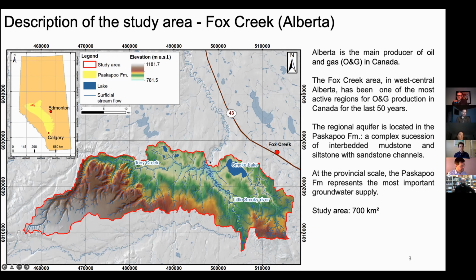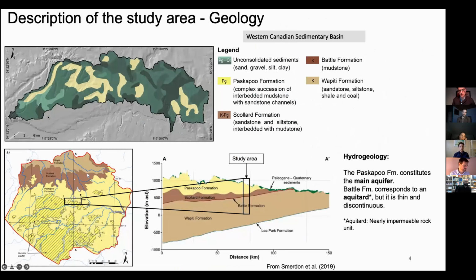And the reason why we are studying this zone is because the Fox Creek area has been one of the most active regions of oil and gas development in Canada for the last 50 years. And at the same time, the most important groundwater supply comes from the Bascapa Formation here in yellow, which is the uppermost bedrock.